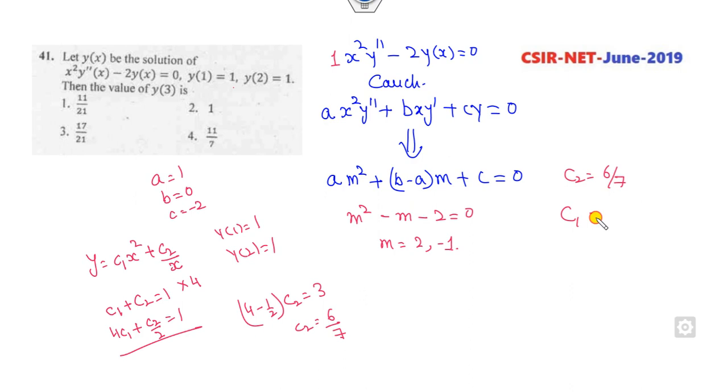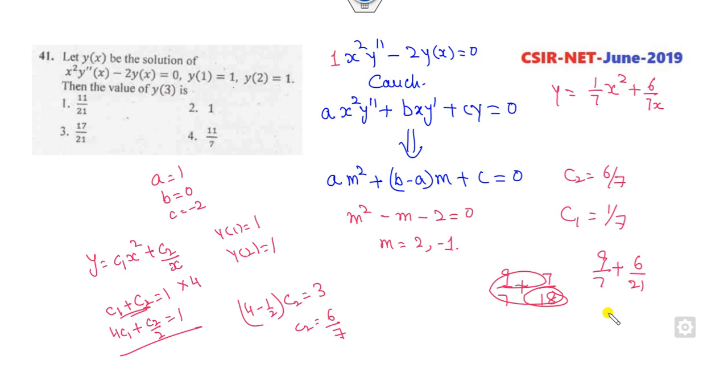So the solution will be 1 over 7 x square plus 6 over 7x. Sorry, C2 is 6 by 7, not 7 by 6. Your target is y of 3. So it's 9 over 7 plus 6 by 21. 21 is the LCM, so 27 plus 6 is 33 over 21, and 11 over 7 is the right answer.